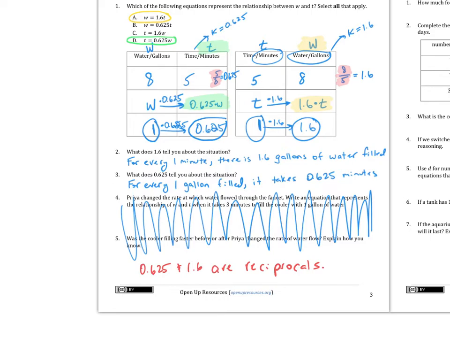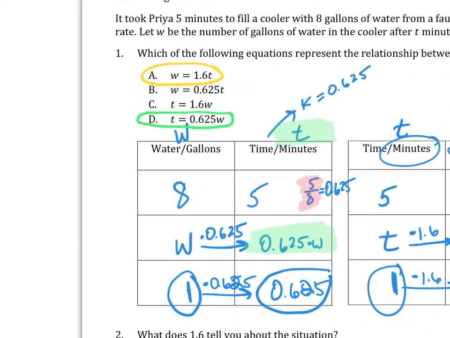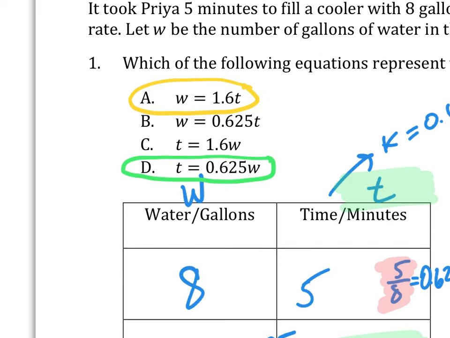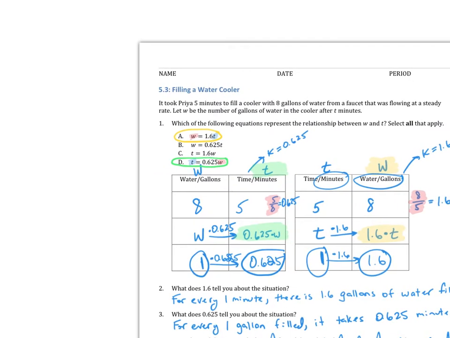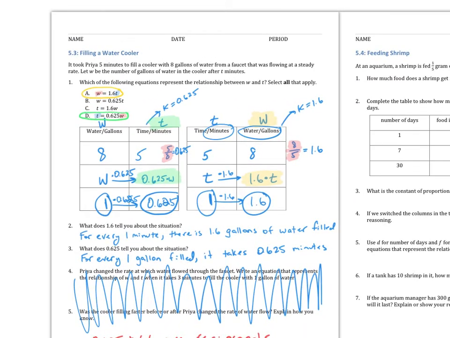Notice that if we go back to the equations, the variables switch spots. Here the W is next to the 0.625, but here the W is in front. And the other way around, here the T is next to the constant of proportionality, and over here the T is by itself. So when you're writing these equations, just note that not only do you take the reciprocal of the constant of proportionality, but you also switch the locations of the variables.